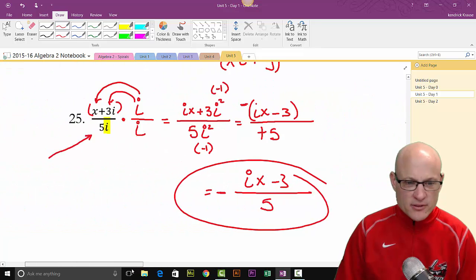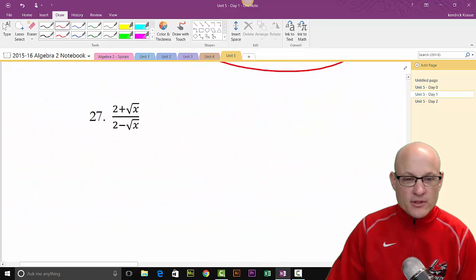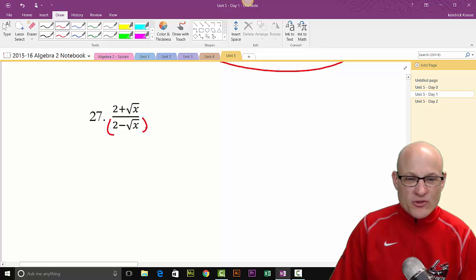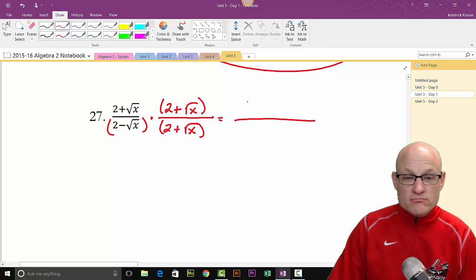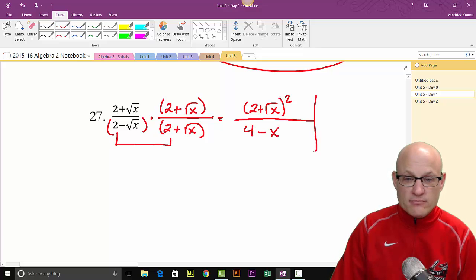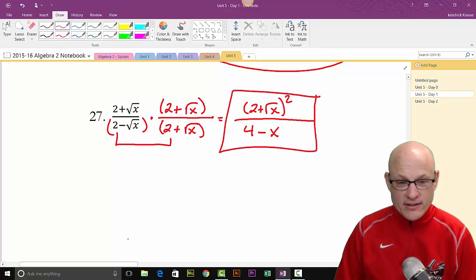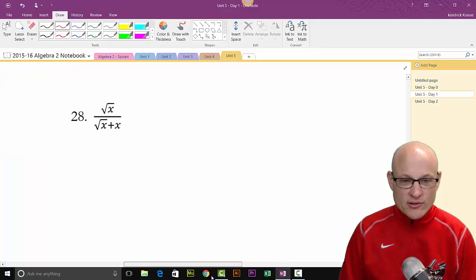I think I got a couple left. I think I got one really tricky one right here. Okay, so we're going to multiply by the conjugate. Don't start thinking, oh, everything's going to cancel when you do this stuff. Remember, we're multiplying by 2 plus the square root of x, the conjugate of this. 2 plus the square root of x. Well, in the numerator, we're going to get 2 plus the square root of x squared all over 4 minus x. Done. That easy. It looks so complicated at first.